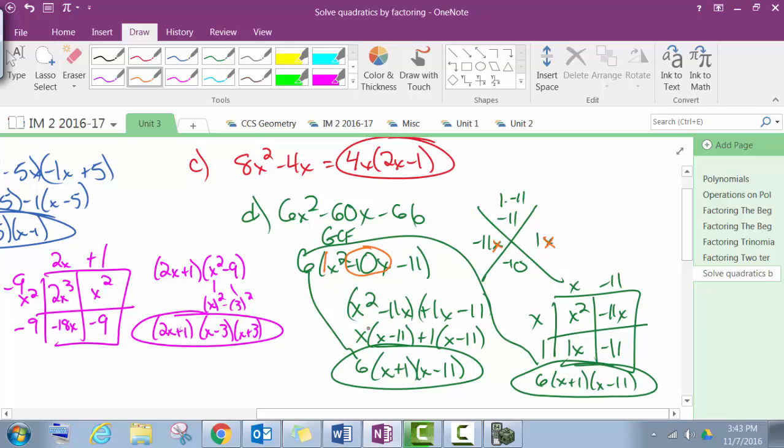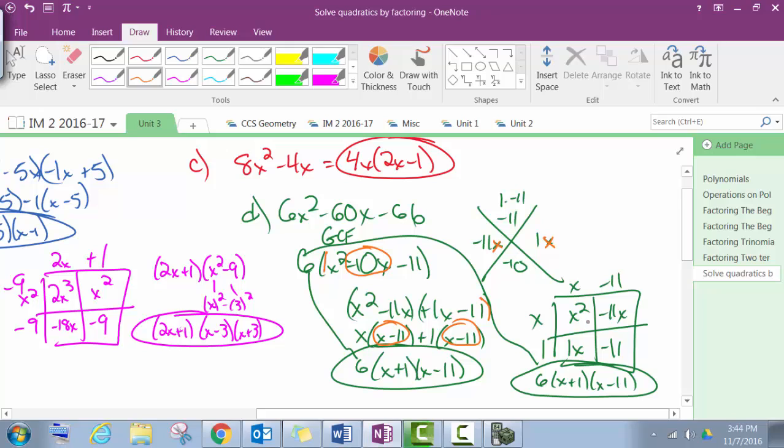So we factor out an x out of the first pair and 1 out of the second pair, because we can always factor out a 1. So we have the same thing here, which is what we want. So x minus 11, x plus 1 is left over, and don't forget our GCF of 6.